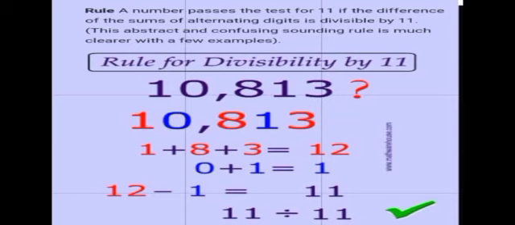Here the number is 10,813. When we add the alternate digits, 1 plus 8 plus 3 is equal to 12, and 0 plus 1 is equal to 1. When we take the difference of these sums, the answer is 11. So 11 is divisible by 11. So the complete number, that is 10,813, is divisible by 11.